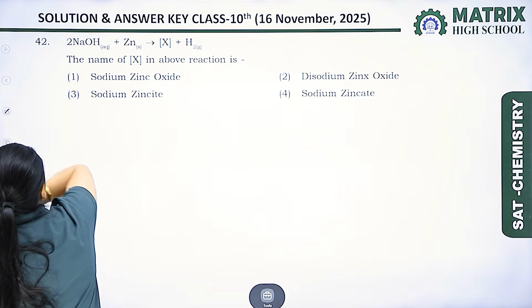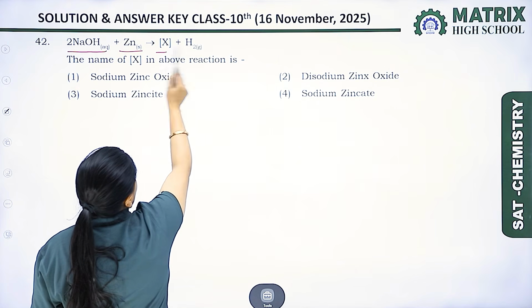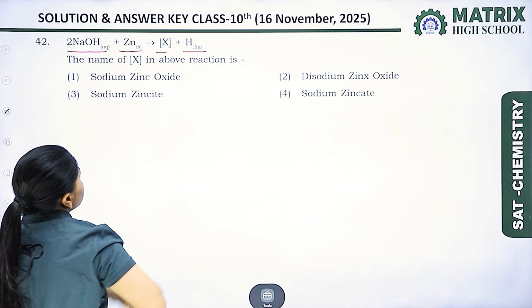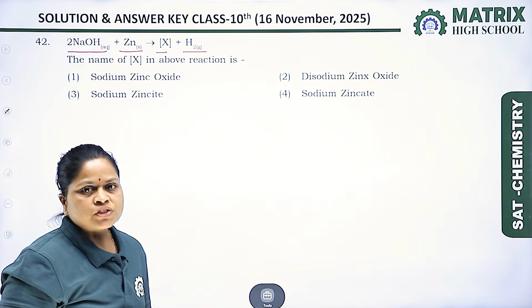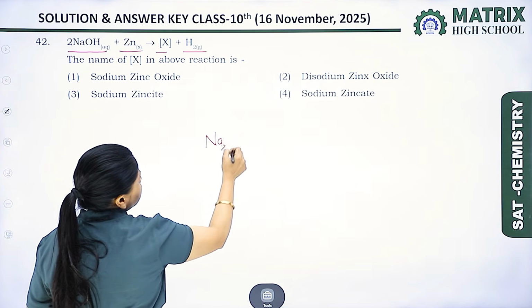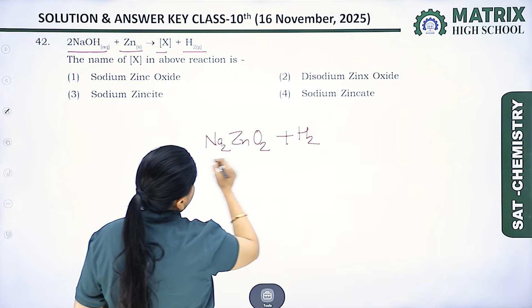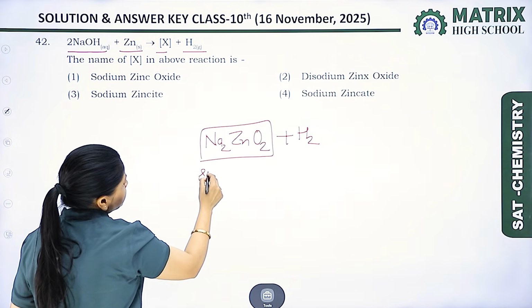Now next question is, 2NaOH plus Zn gives X and H2. As we know that when we add zinc in NaOH, we get Na2ZnO2 plus hydrogen gas, and this is called sodium zincate.